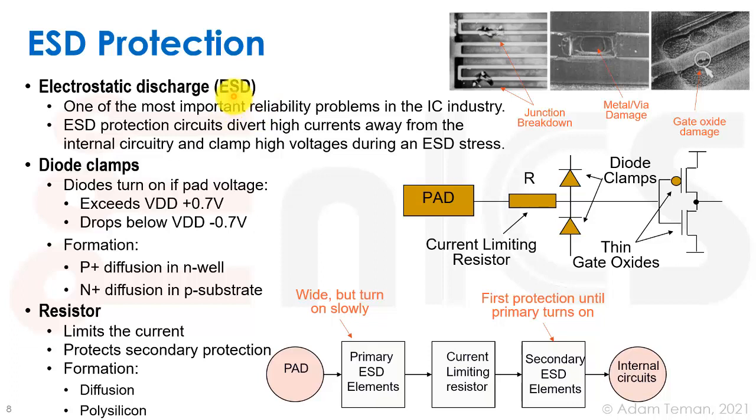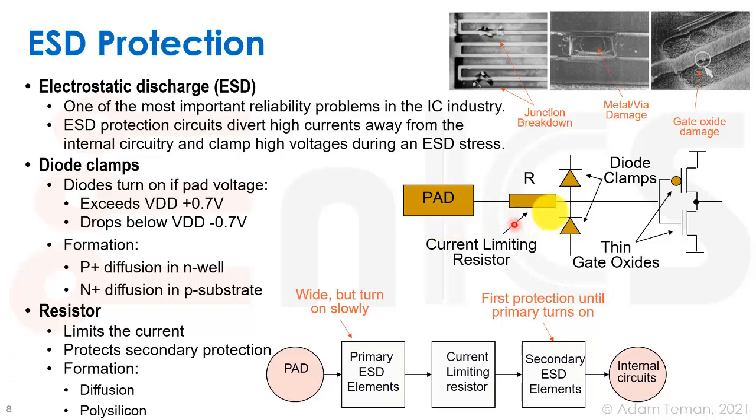So first of all, when you're working with chips in the lab, always ground yourself and work in an ESD protection type of environment. But also, we need to put these ESD protections on all of the inputs and outputs, mainly inputs, to our chip. Okay, so how is it done?